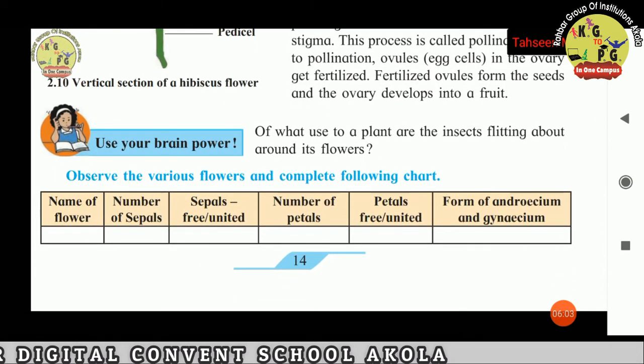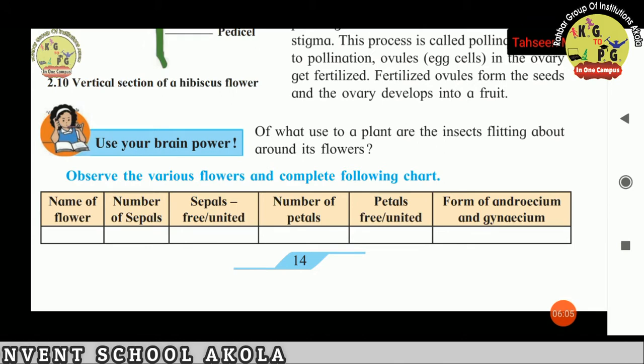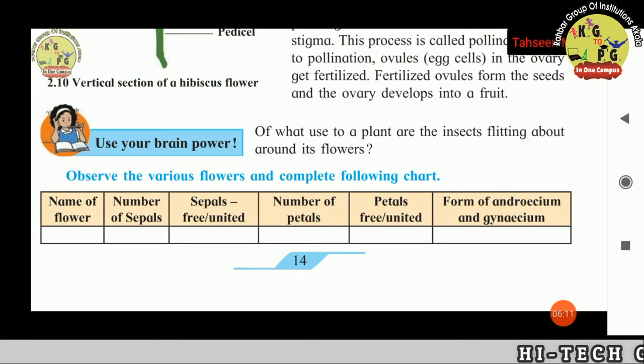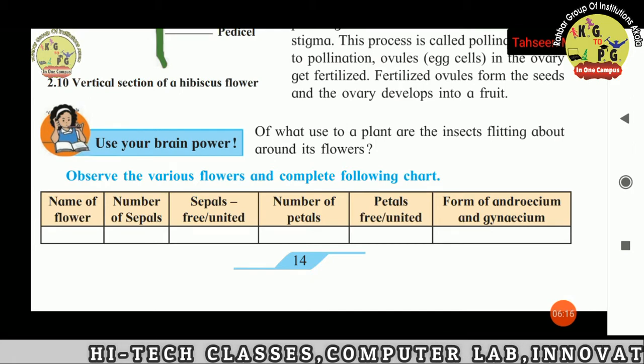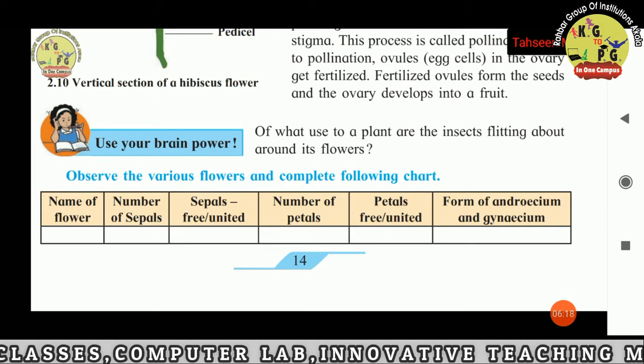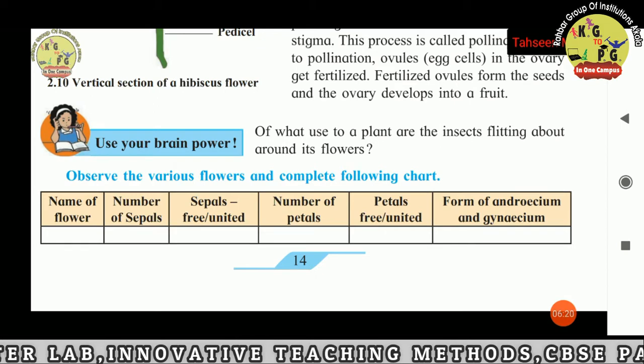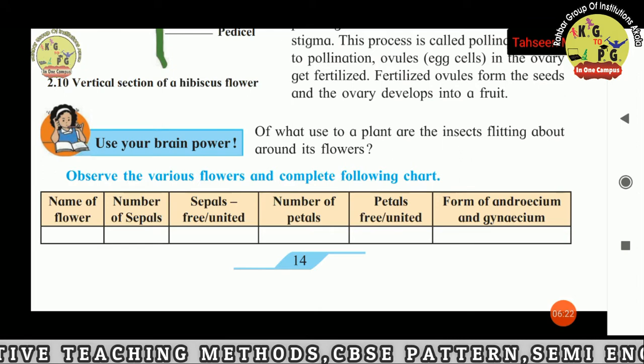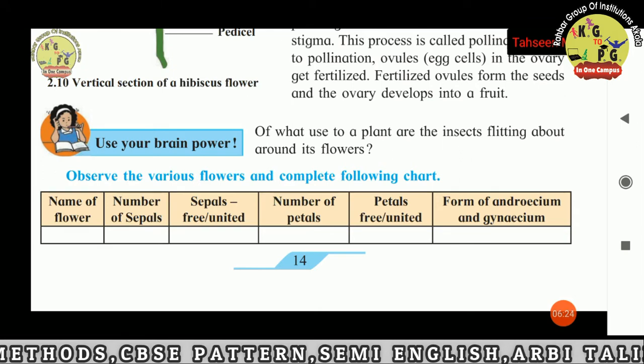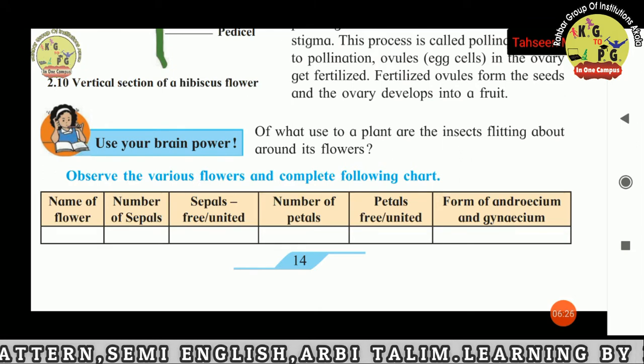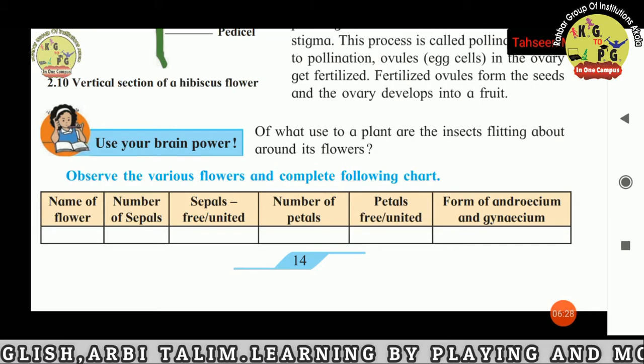Use your brain power. Of what use to a plant are the insects flitting about around the flowers? Observe the various flowers and complete the following chart. Name of the flower, sepals, sepals free or united, number of petals, petals free or united, form of gynoecium and ovary.